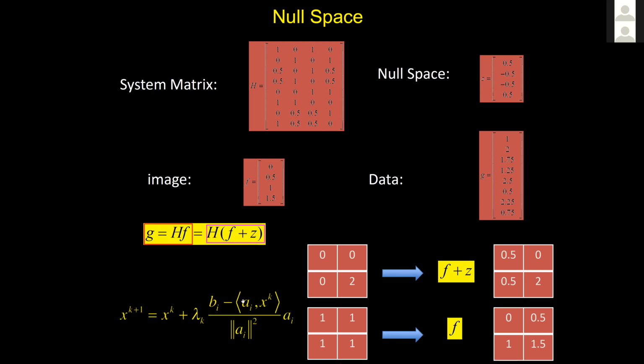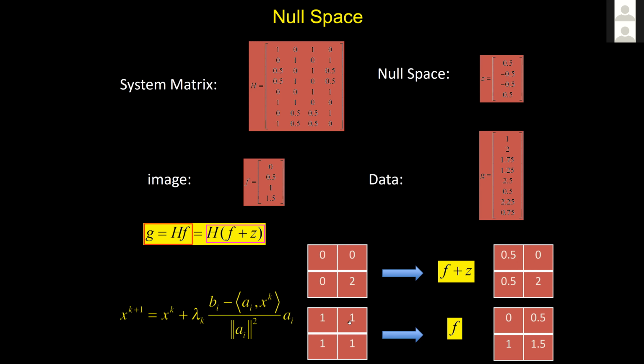A simple example over here is, for this system matrix, this data, and this image. If we use ART, starting from this random guess, then at the end, here is what we get. We have F plus Z. This is not our true image. That's our true image plus our null space.